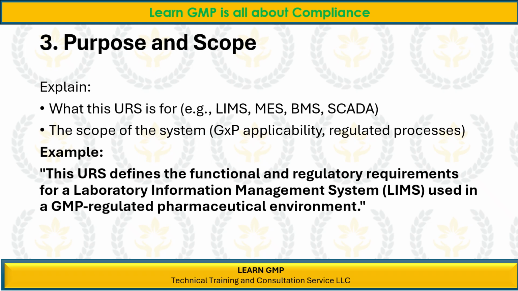Purpose and scope. Explain what this URS is for, for example, LIMS, MES, BMS, SCADA. The scope of the system, GxP applicability, regulated processes. Example. This URS defines the functional and regulatory requirements for a laboratory information management system, LIMS, used in a GMP-regulated pharmaceutical environment.